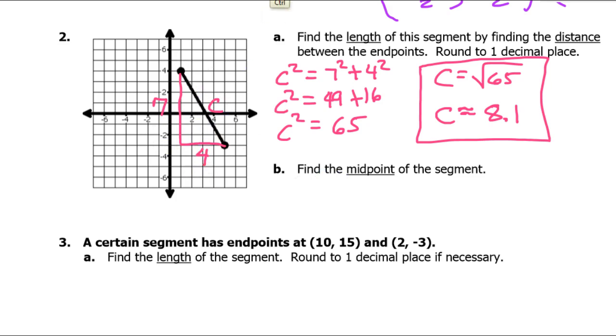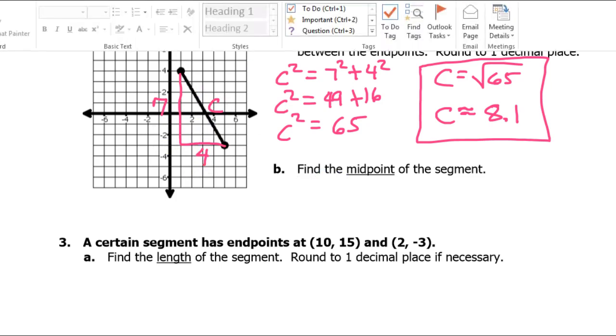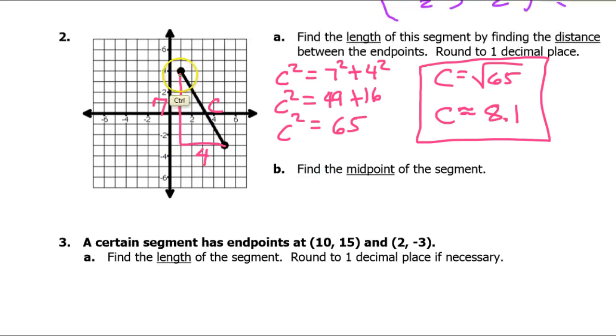Let's see if I can use my same trick as before. This still might work. Half of 7 is 3.5. So instead of going down 7, I could go down 3.5. So that would be like this. All right, so I'm right here. And instead of going right 4, I'm going to go right 2.